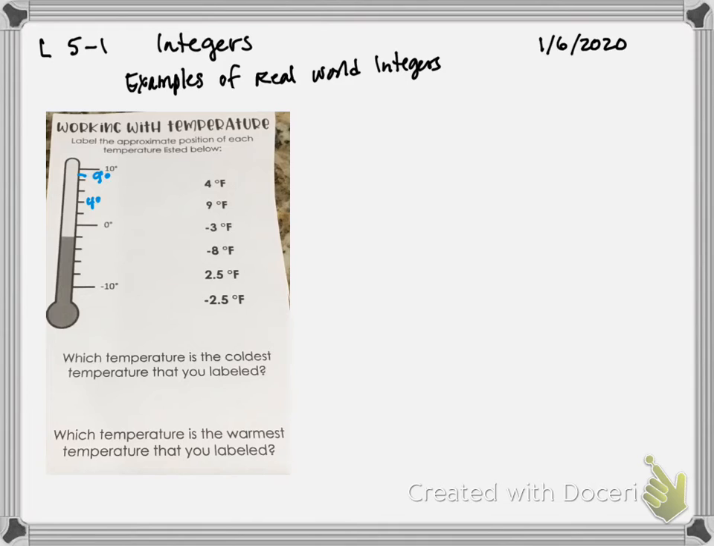Sorry. Let's see, negative. Ooh, now we're going to go negative. So negative 3 degrees will go down negative 2, negative 4. So it's got to be between here. That's your negative 3 degrees. And then we have negative 8. So negative 2, negative 4, negative 6. Here's your negative 8 degrees.